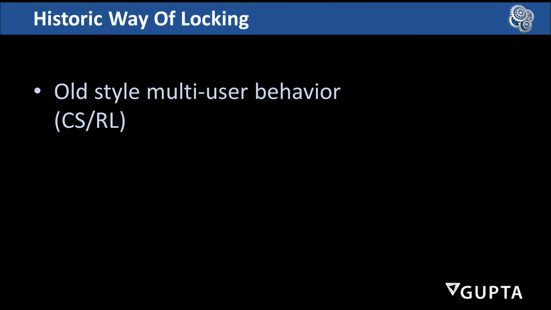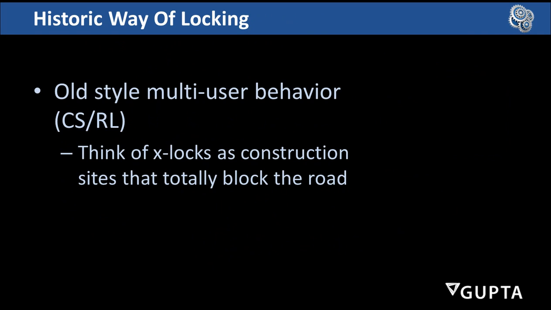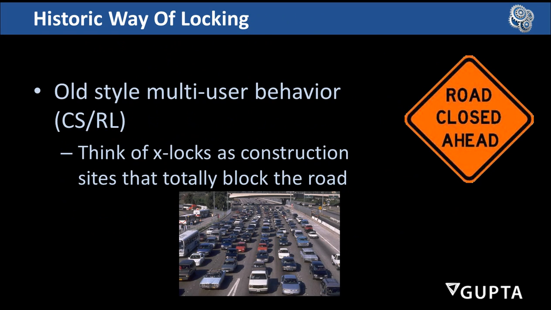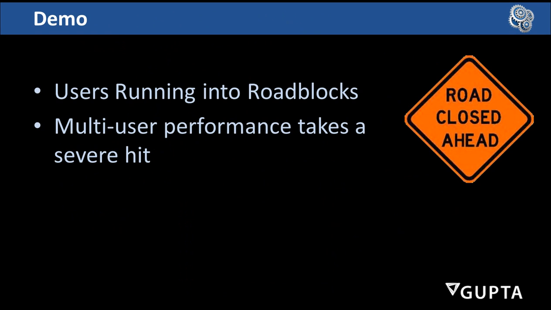In the past, database locking with SQLBase was working like this. You used isolation levels like cursor stability or release lock. And in those cases, X locks actually meant construction sites that totally block the road. So if anybody would update a row or a table or all rows of a table, everybody else would run into a road block. And this is how that looks. So let's see how that works.